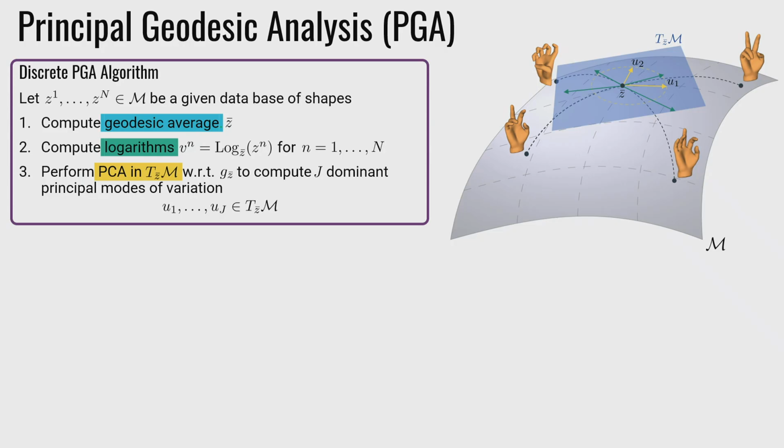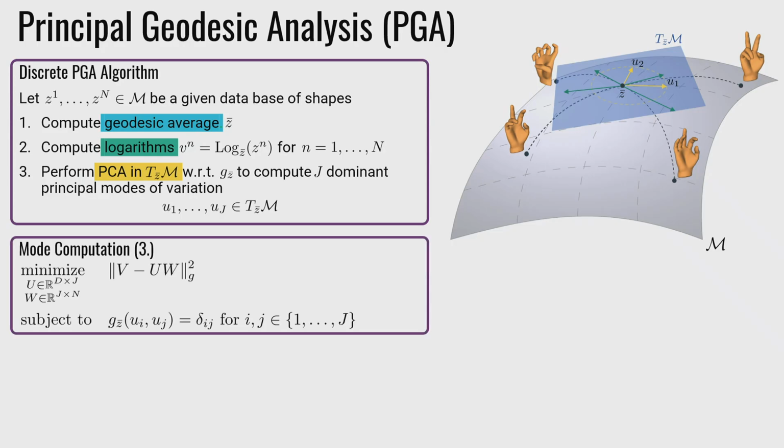So for the third step, what you actually do is you solve this least squares problem where you solve for the functions u, which are the PCA components. And the only difference here to your usual PCA is that you actually have to take the norm into account. So you have here the Frobenius norm with respect to your metric, and you also want that your modes are orthonormal with respect to your Riemannian metric.